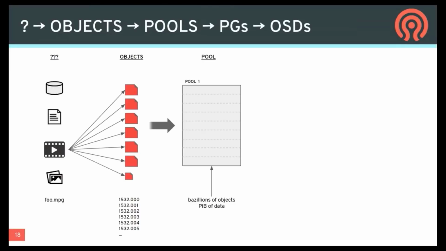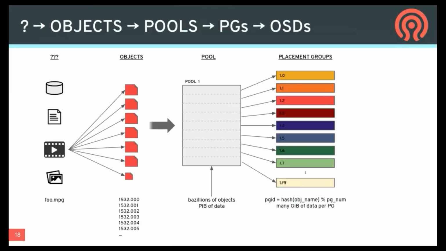When you do this with lots and lots of videos, you end up with a pool that has bazillions of objects, millions, billions, trillions. It depends on how many terabytes or petabytes of data you're storing in the system. But it's an effectively unbounded number of objects in this pool. And so we have to decide where all these objects should be stored in the system.